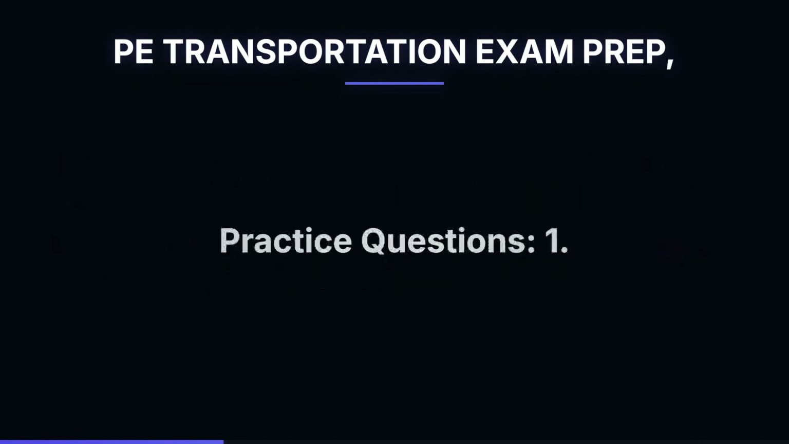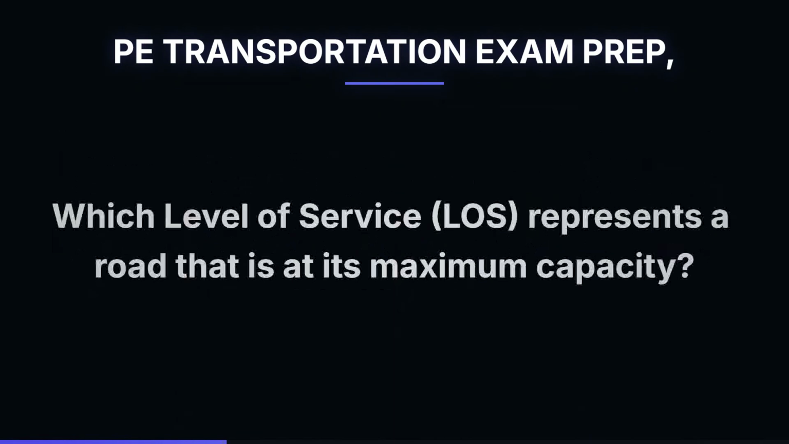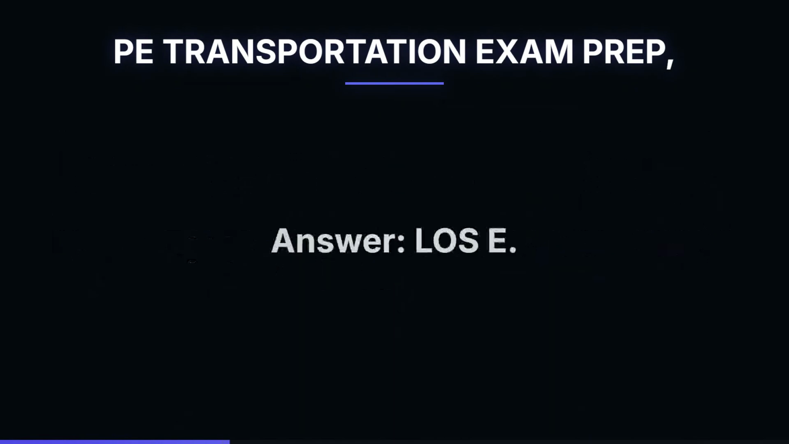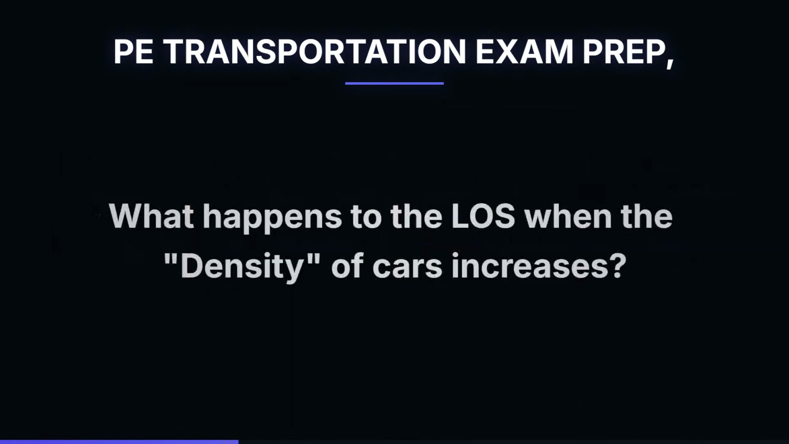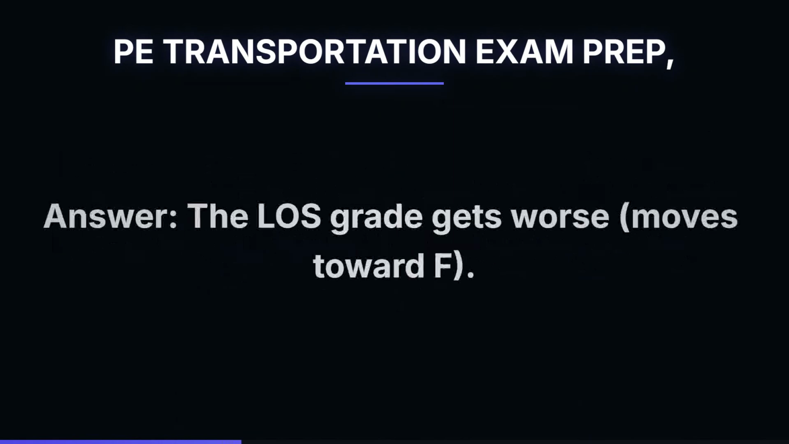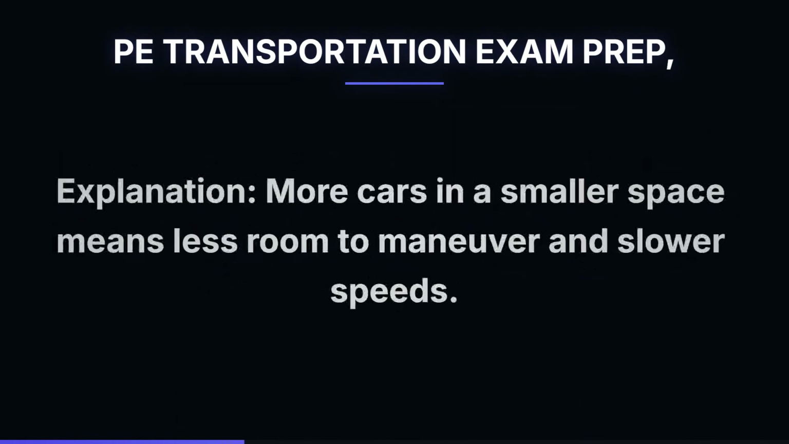Practice questions. 1. Which level of service, LOS, represents a road that is at its maximum capacity? Answer. LOS E. Explanation. At LOS E, the road is full, and any small disruption will cause a total breakdown in flow. 2. What happens to the LOS when the density of cars increases? Answer. The LOS grade gets worse, moves toward F. Explanation. More cars in a smaller space means less room to maneuver and slower speeds.